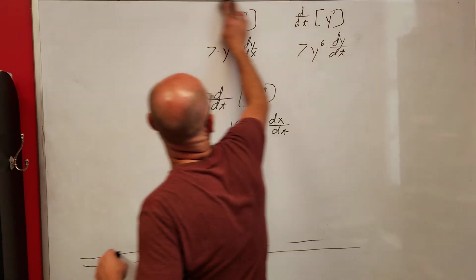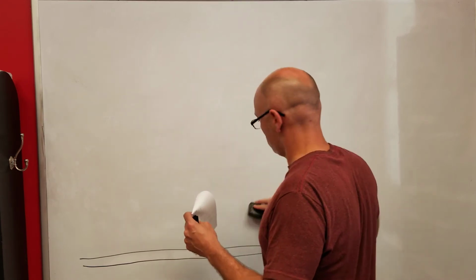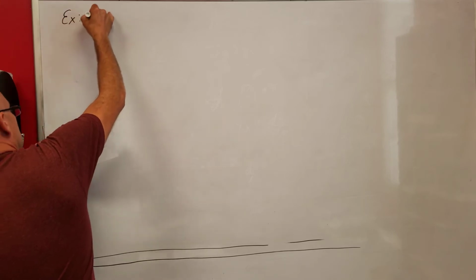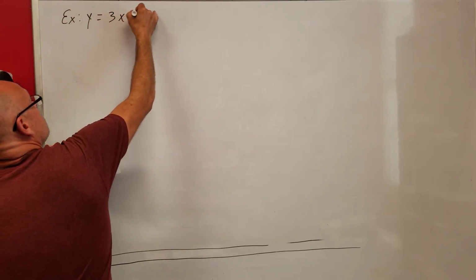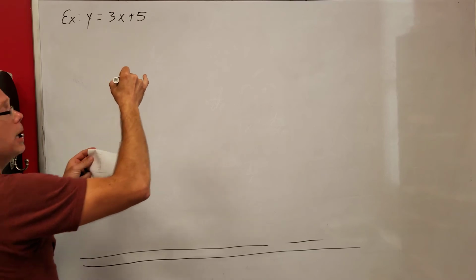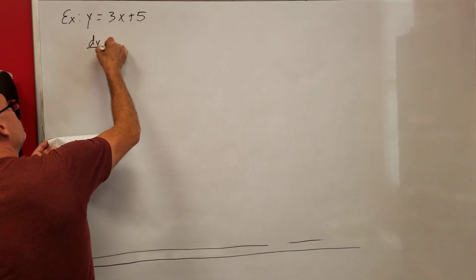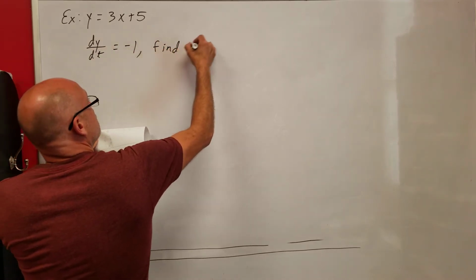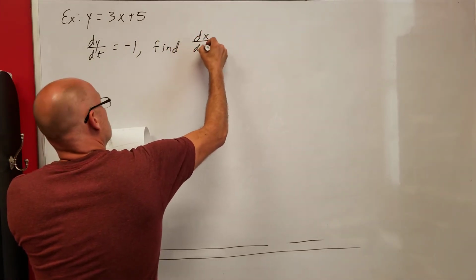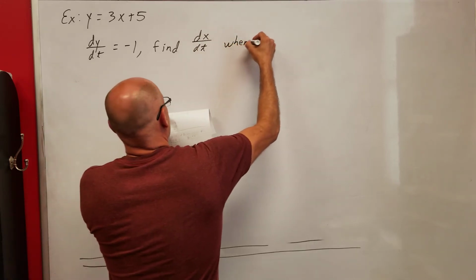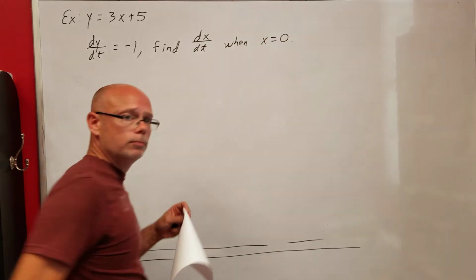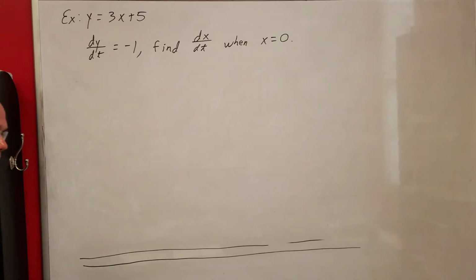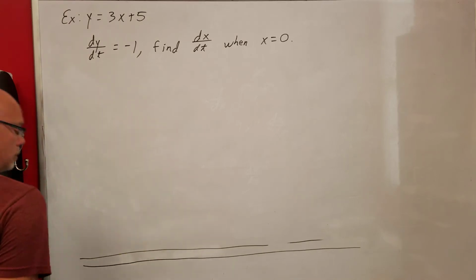All right, so time for an example. Let's look at this first example. Our example is going to say, what if we have y is equal to 3x plus 5, and I'm told, given that dy over dt is equal to -1, find dx over dt when x is equal to 0. Now, sometimes they give you extra information, but that's fine. So let's work this problem.